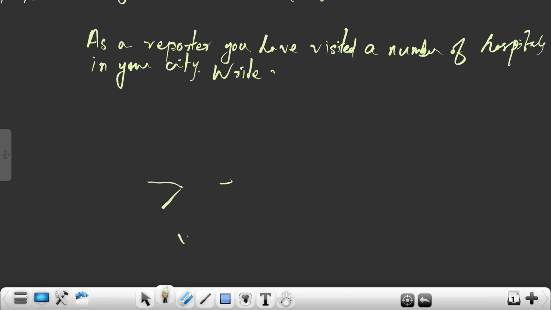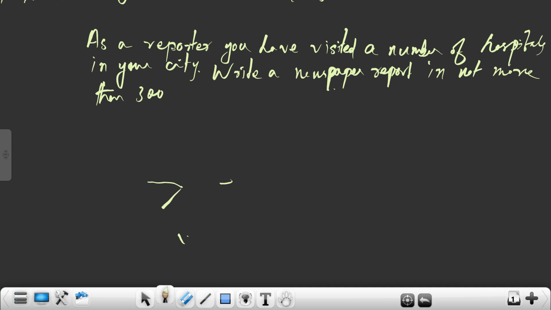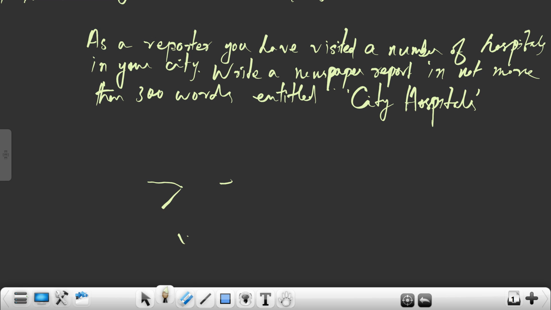Write a newspaper report in not more than 300 words entitled City Hospitals, based on the following points.